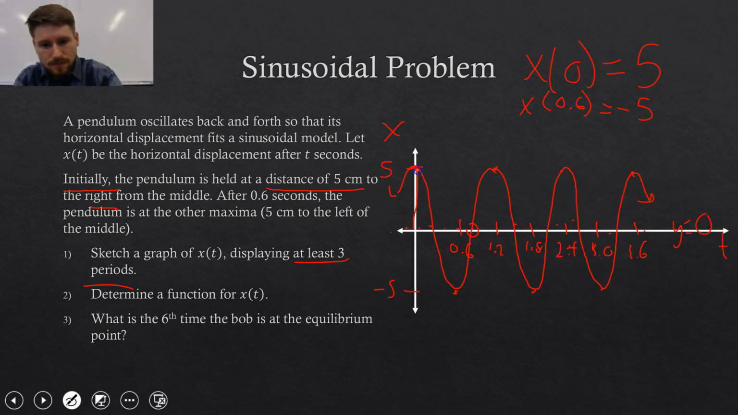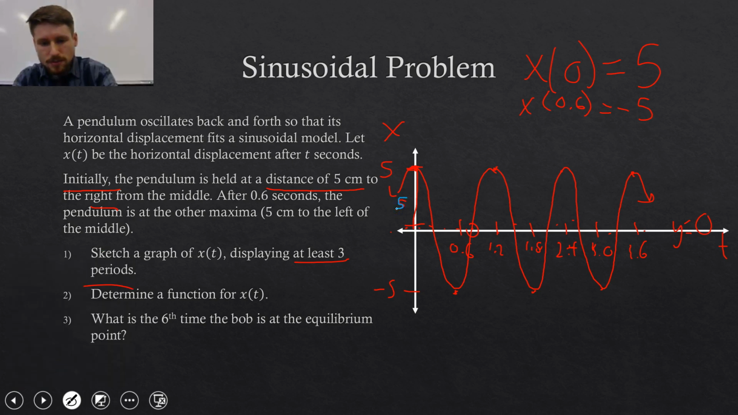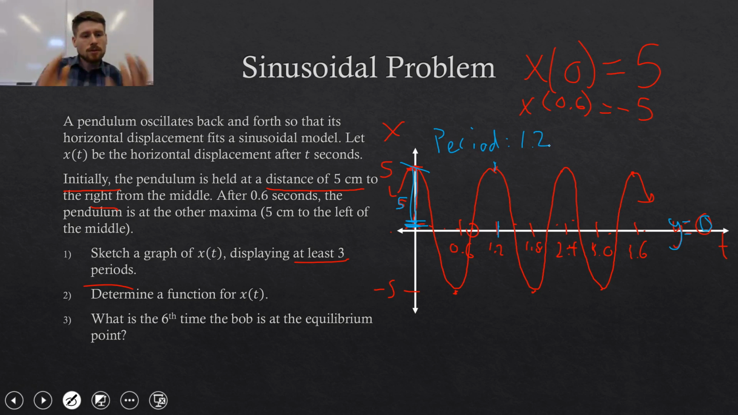The amplitude right here is 5. Here, I'm going to use a different color, let's use blue. So our amplitude is 5 because we're going 5 away from the sinusoidal axis. Sinusoidal axis is 0, y equals 0, because that's clearly the average between -5 and 5. And then the period is 1.2. So the sinusoidal axis is 0, the amplitude is 5, the period is 1.2, and the phase shift is 0.